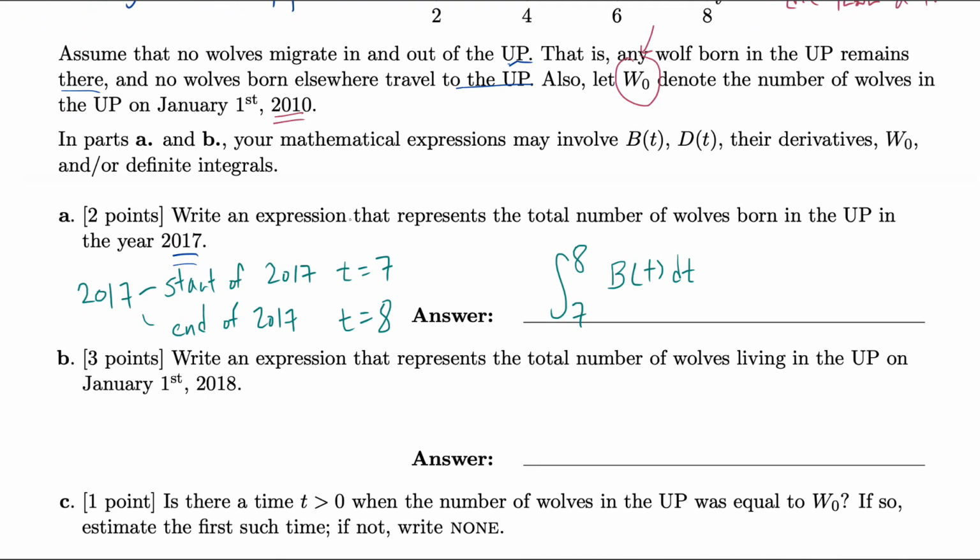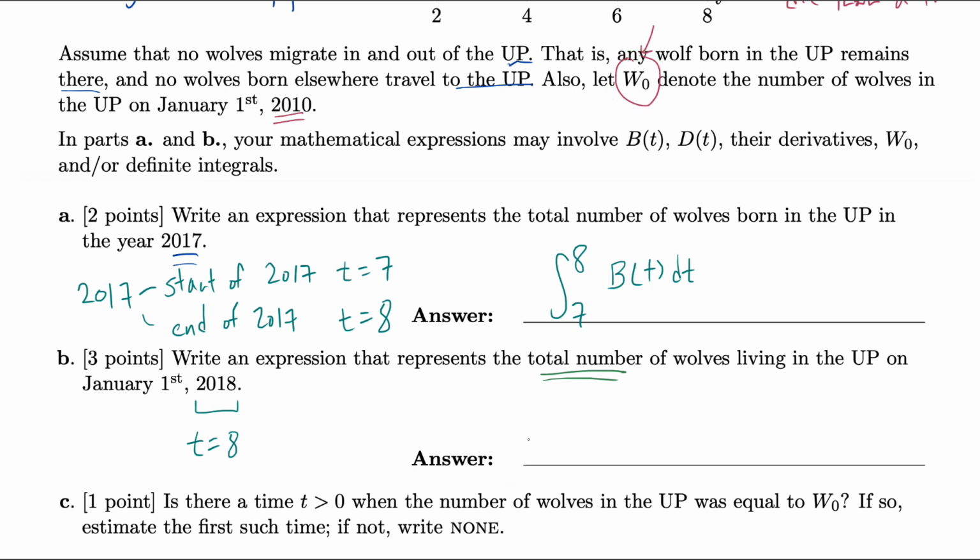Let's look at B. Write an expression that represents the total number of wolves living in the UP on January 1st, 2018. So how many wolves are living there in 2018? If you want the exact number, you're not trying to find the change. If all you care about is the change in wolf population, then you can just integrate. But you actually care about the exact total number, and for this we need some additional information, and that's exactly this W naught that they gave us.